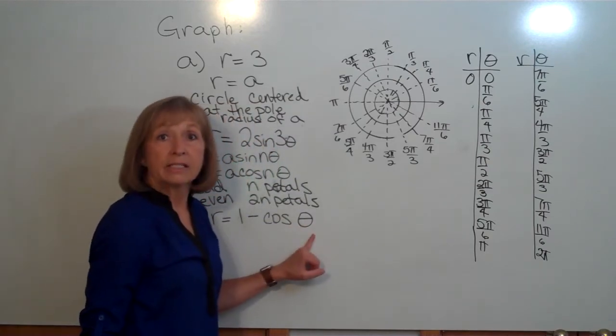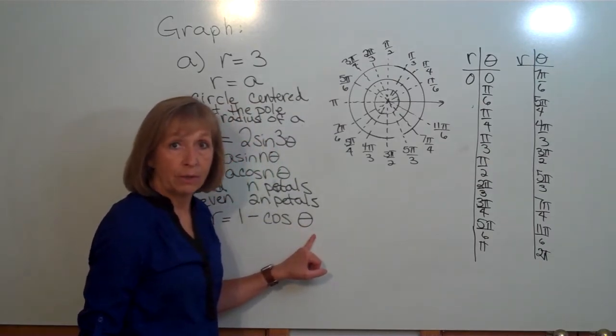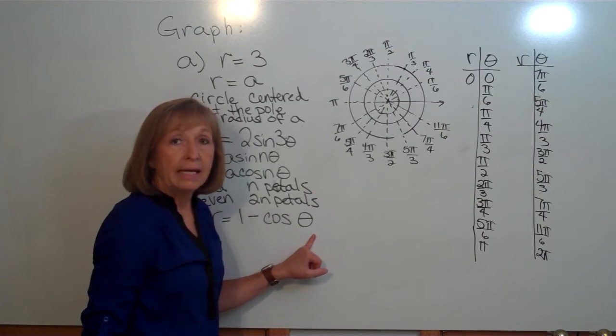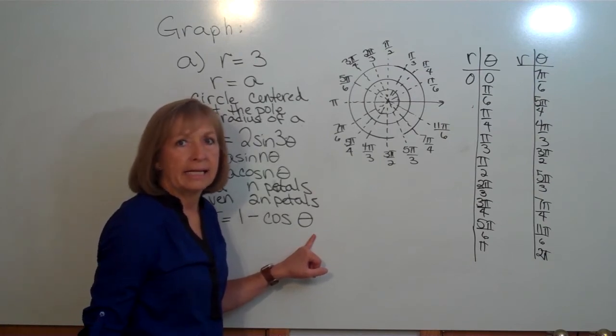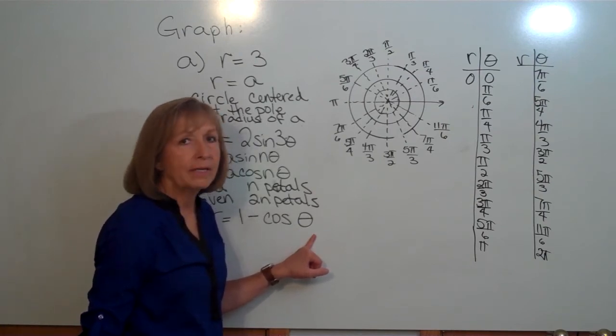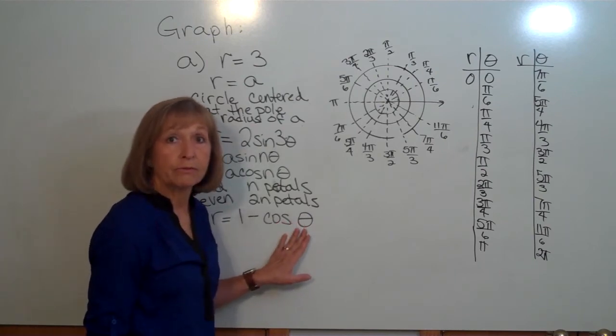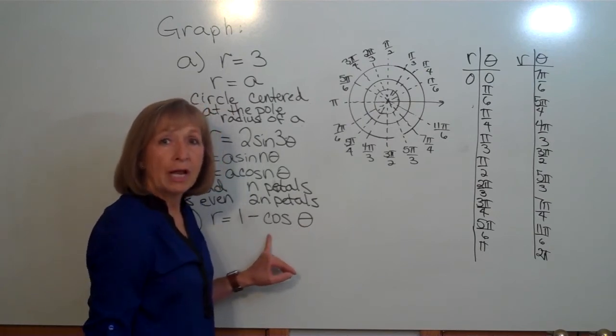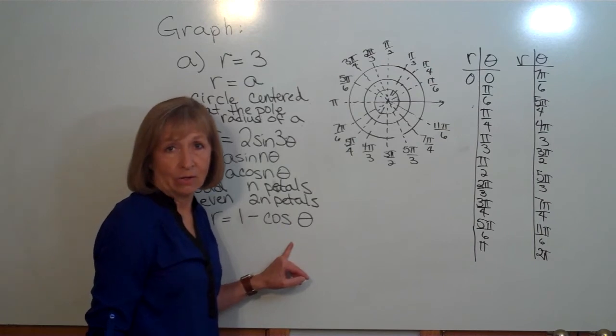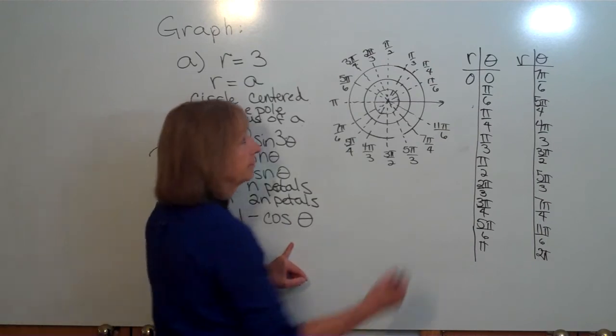At pi over 6, the cosine of pi over 6 is the square root of 3 over 2. And if I were giving this as an answer to something, I would stay exact, but I want to graph this, so it's good to get the decimal approximation. The cosine of pi over 6 is the square root of 3 over 2, so that's about 0.8660. So when I take 1 and subtract 0.8660, I have 0.134.